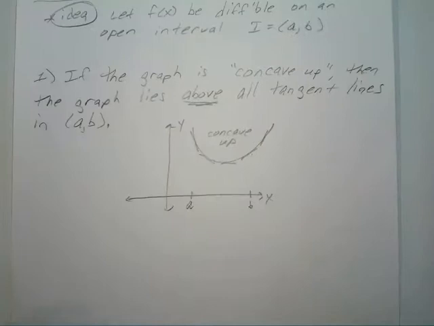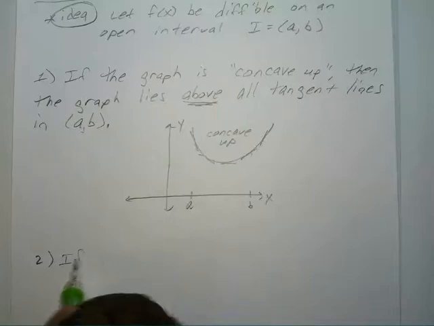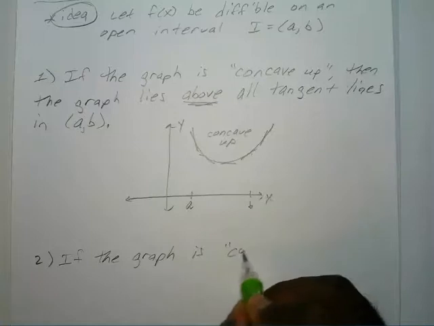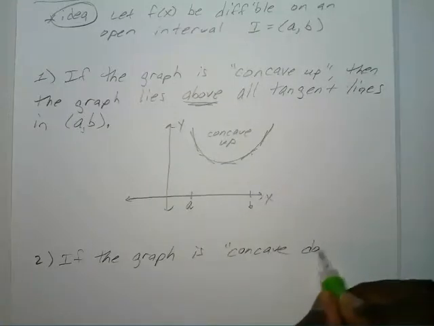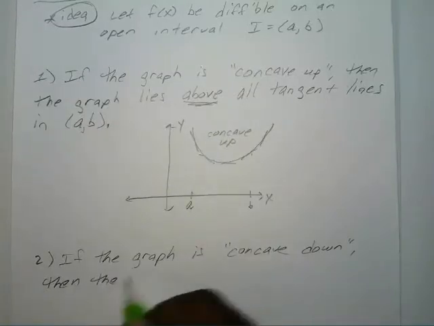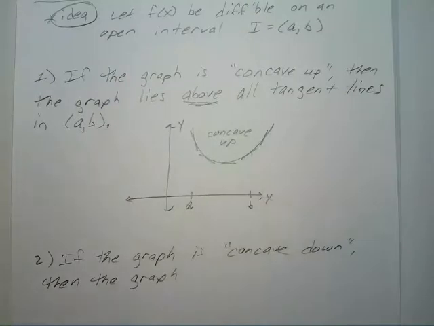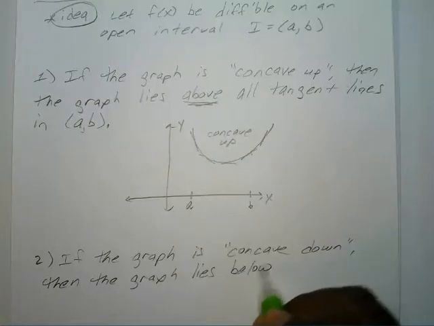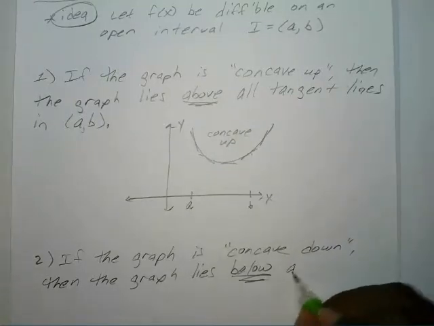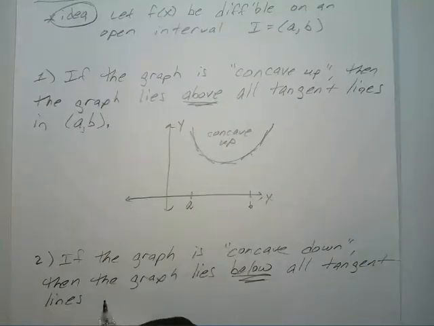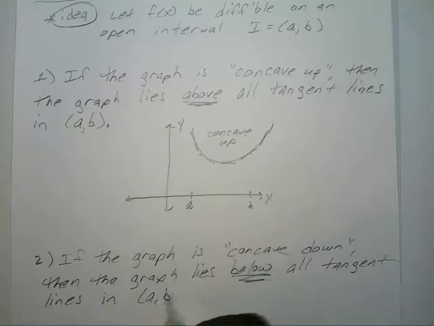Now second, if the graph is concave down, then the graph lies below all the tangent lines. Below all tangent lines in that interval from a to b.